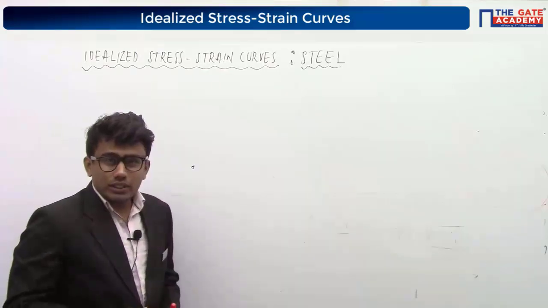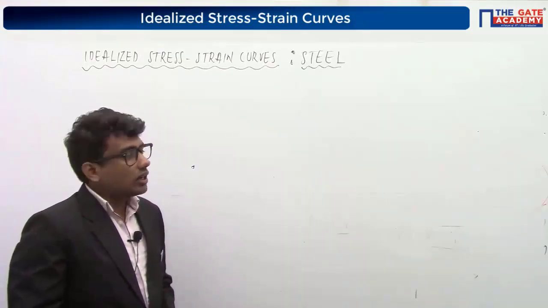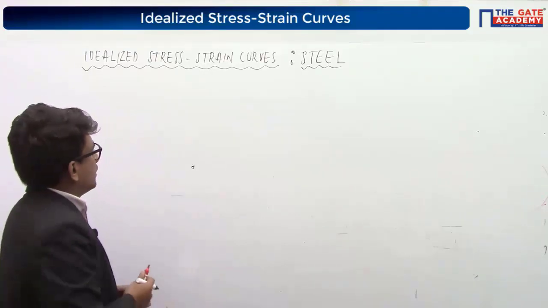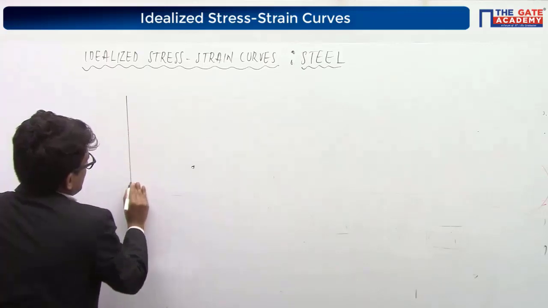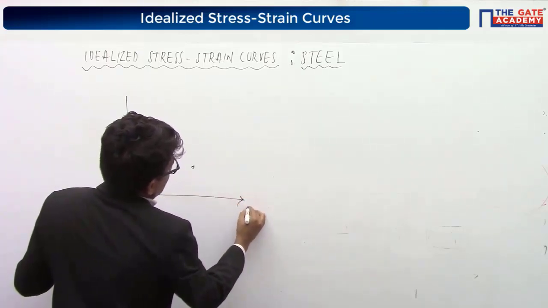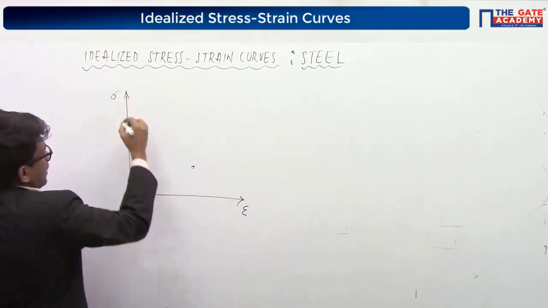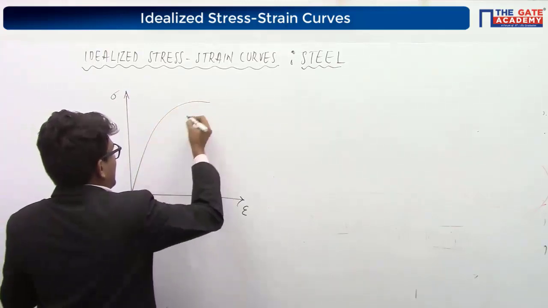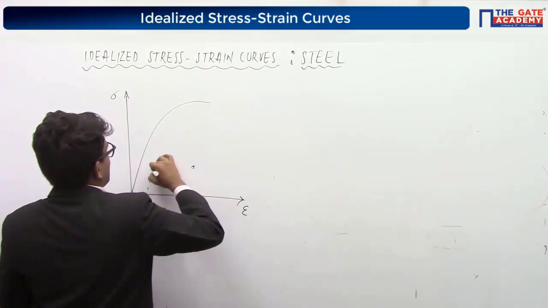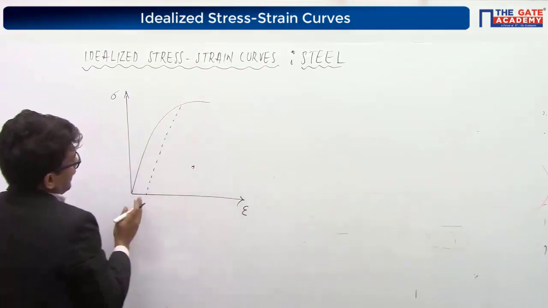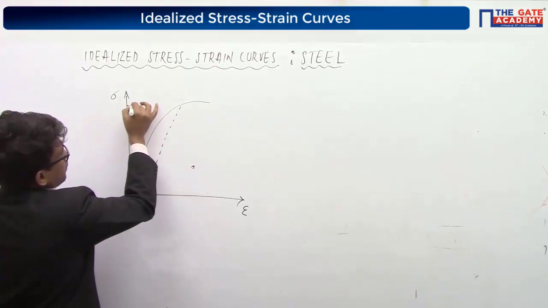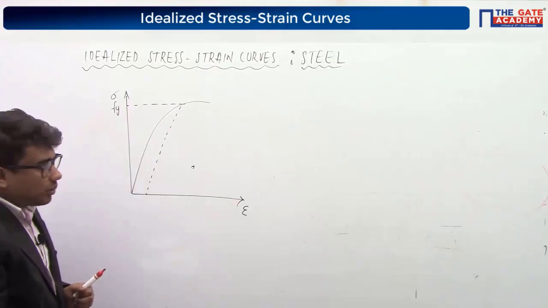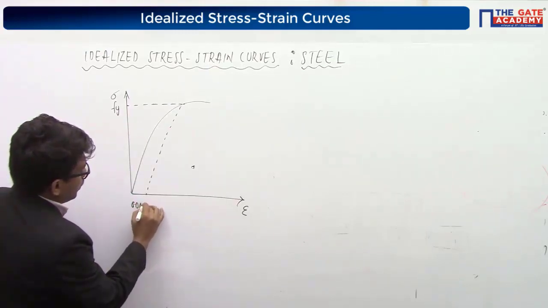Now we are going to discuss the idealized stress-strain curve for our steel. I am going to consider our HYSD steel bar here. The stress-strain curve for the HYSD steel bar was like this. This is the strain and this is the stress. For finding the yield strength, I considered the strain value 0.002 and drew a straight line here, and the stress value corresponding to that is considered as our Fy, that is the yield strength of the steel bar.